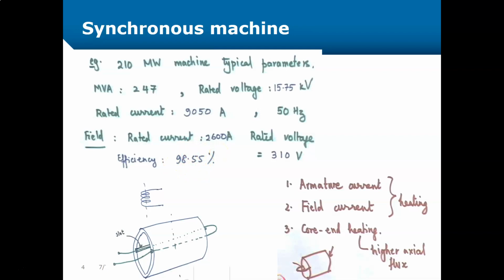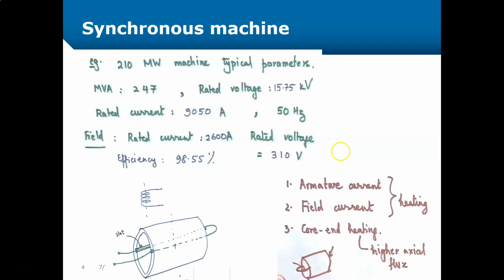One important thing that you should take note of is that when you talk about field current, the rated current of 2600 amps is under load. However, it's much less under no load conditions. It may be just about half of the rated current during no load condition when you want to keep the rated voltage.